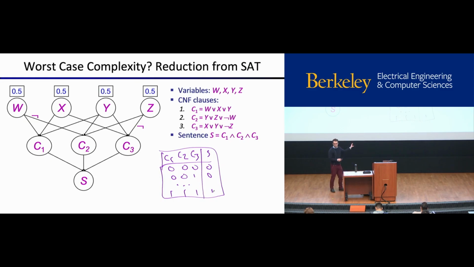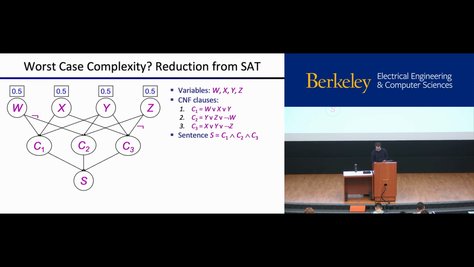So we can build up a conditional probability table for the S node as well, and that allows us to essentially ask one question of our BaseNet. We have to do one inference in order to figure out if this SAT problem can be solved. And that question is, is P of S greater than 0? If P of S equals 0, it means no setting of W and X and Y and Z causes this sentence to be true. But if P of S is greater than 0, then some setting does.